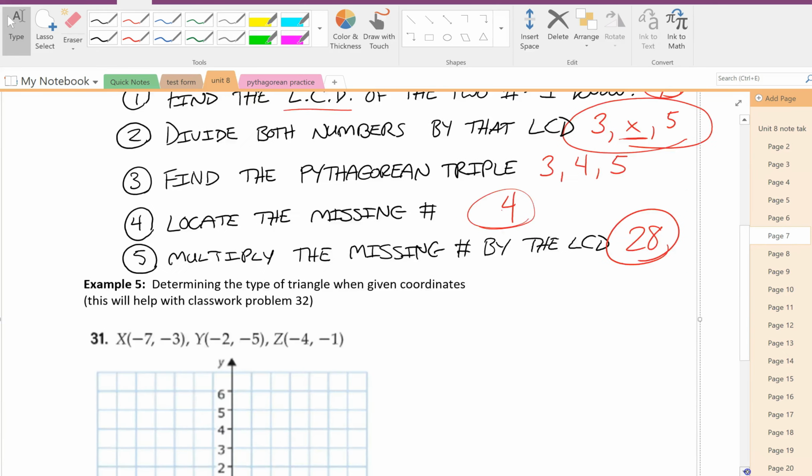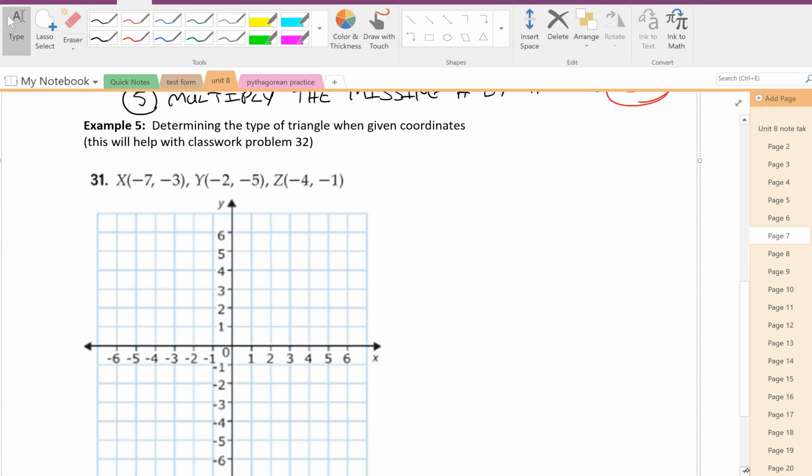All right, last example before you'll be ready to work on the problems. Okay, example 5. It says determine the type of triangle when given coordinates. So when it says the type of triangle, it means, is it a right triangle, is it acute, or is it obtuse? Okay, so let's plot the points first.